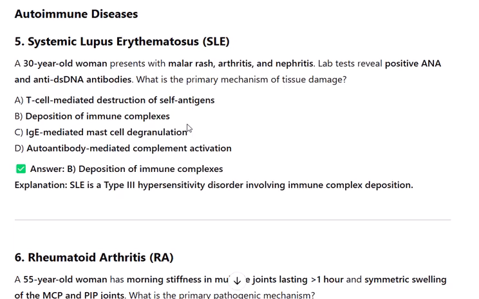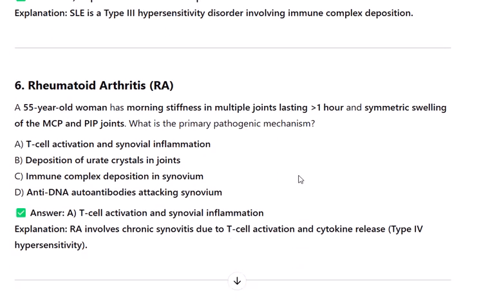6. Rheumatoid arthritis. A 55-year-old woman has morning stiffness in multiple joints lasting 1 hour and symmetric swelling of the MCP and PIP joints. What is the primary pathogenic mechanism? A. T-cell activation and synovial inflammation. B. Deposition of urate crystals in joints. C. Immune complex deposition in synovium. D. Anti-DNA autoantibodies attacking synovium. Answer: A. T-cell activation and synovial inflammation. Explanation: RA involves chronic synovitis due to T-cell activation and cytokine release. Type 4 hypersensitivity.